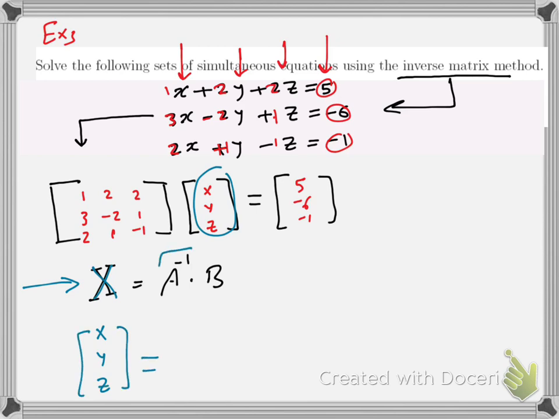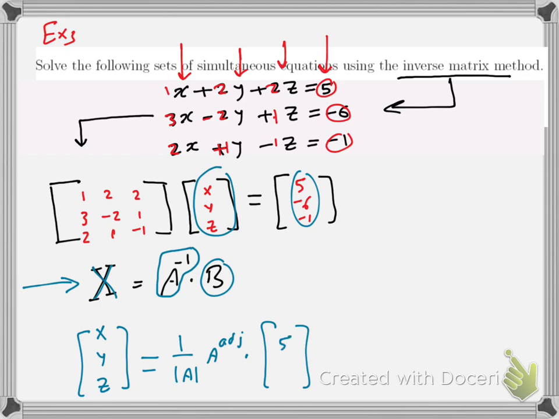After that, how to compute A inverse? It's easy. 1 by determinant A multiplied by A adjoint, multiplied by the matrix B. The matrix B here is the matrix of the right side, which is this: 5 and negative 6 and then negative 1.